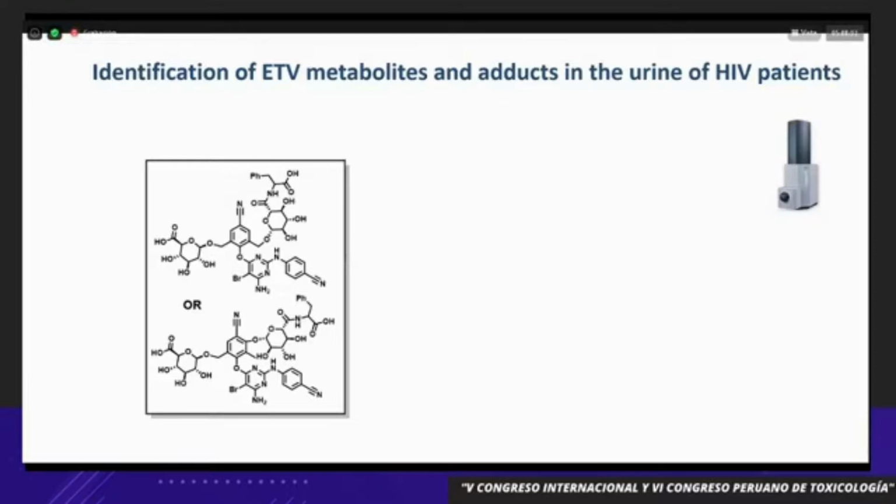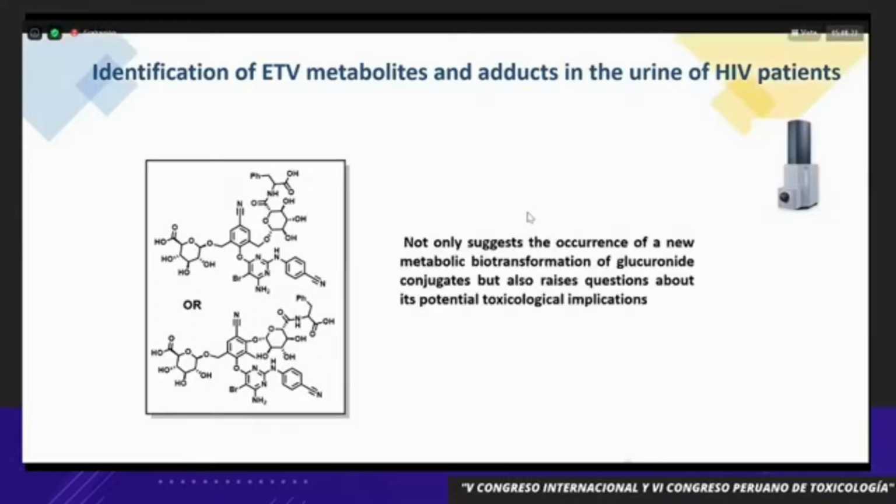So even though glucuronide metabolites are usually seen as excretion metabolites, these results suggest that they can be further bioactivated, and they can be conjugated with amino acids, namely proteins. So these not only suggest the occurrence of a new metabolic transformation that we evidence for the first time, but also raise questions about the potential toxicological implications of the bioactivation of glucuronide metabolites.